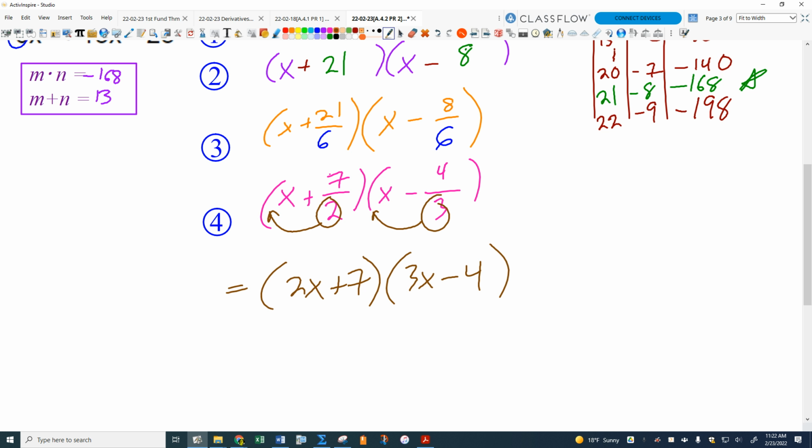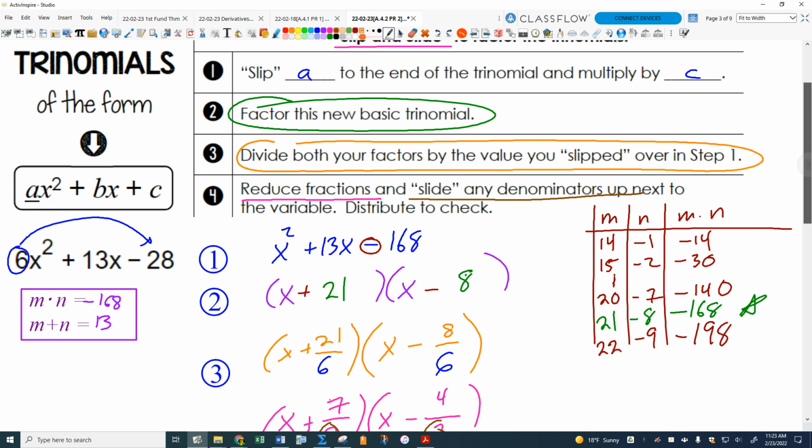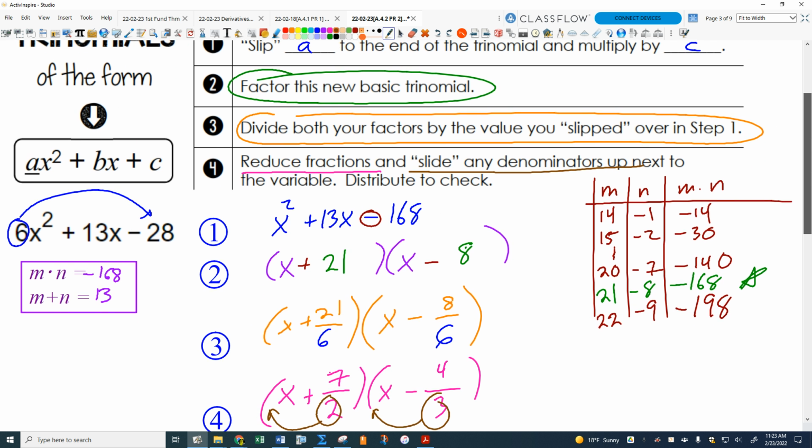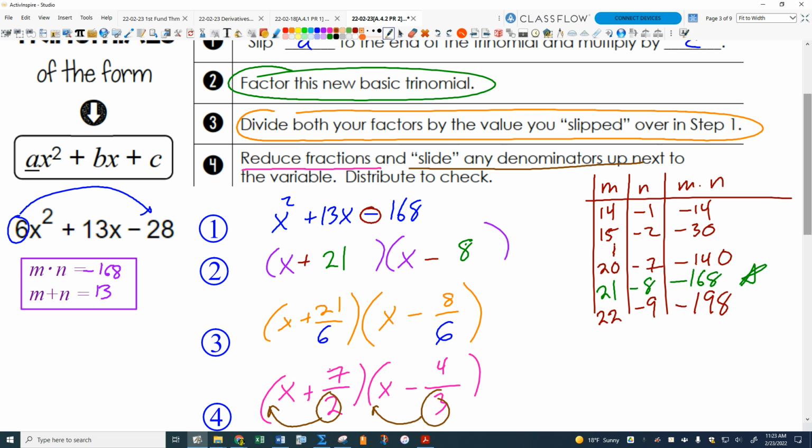Okay? So again, the steps. Let's just rehearse those steps real quick. We slip a to the end, multiply by c. We factor that basic trinomial. We divide each of our magic numbers by a, the number that we slipped, and reduce the fractions, and then I slide any denominators up in front of the x, and I'm done.